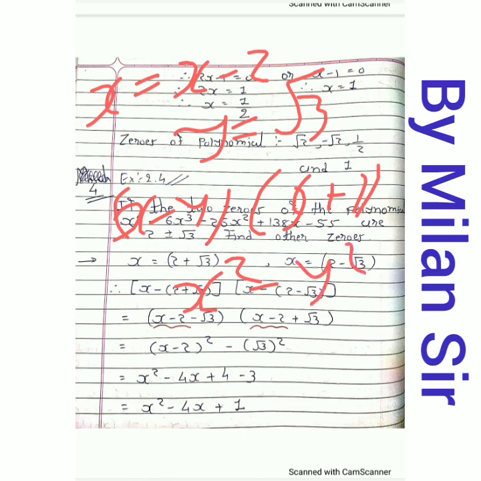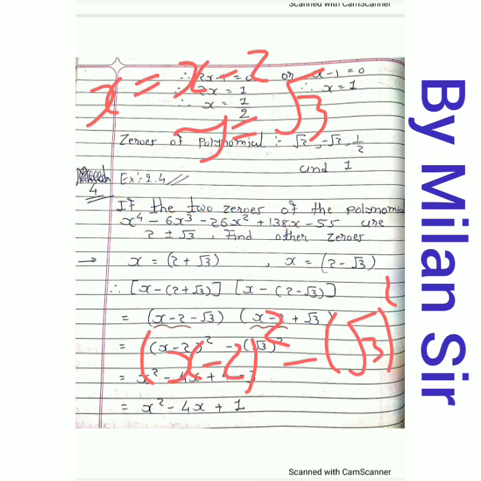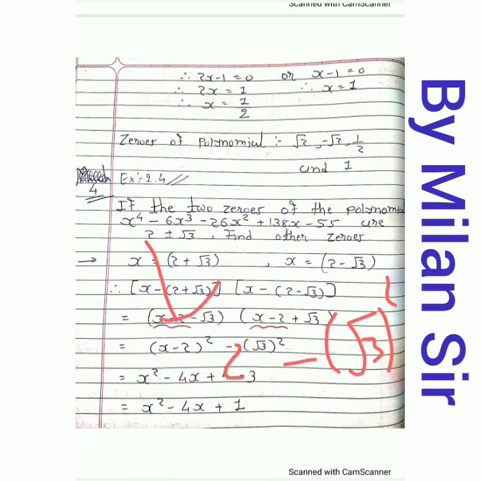So same thing, our x is equal to x minus 2. That means x minus 2 all square minus y, which is under root 3, so under root 3 all square. Right? So that identity I apply here. X minus 2 all square and minus under root 3 all square. Okay. So now apply the identity a minus b all square.